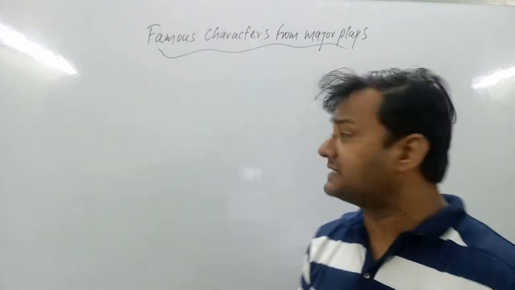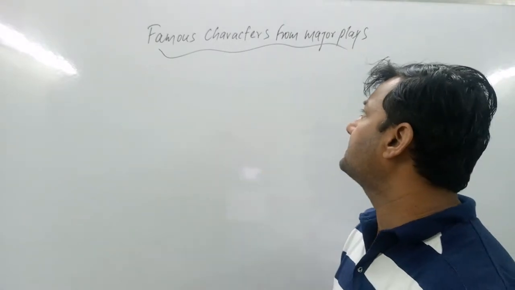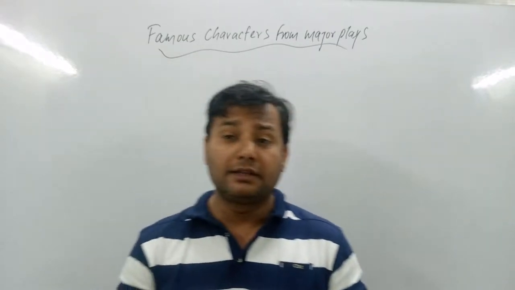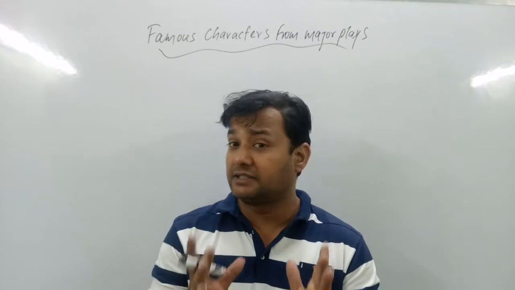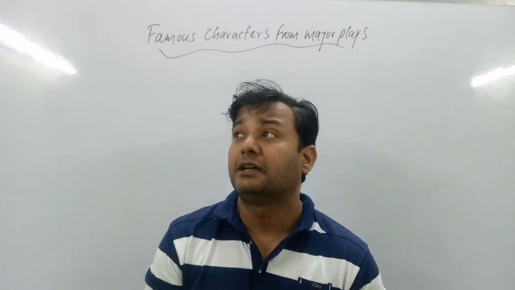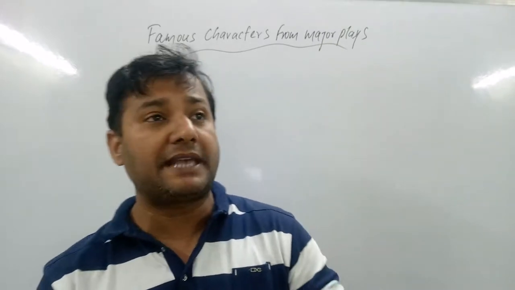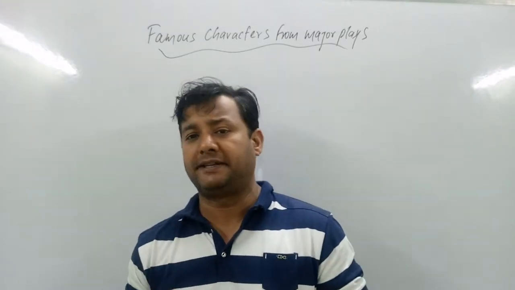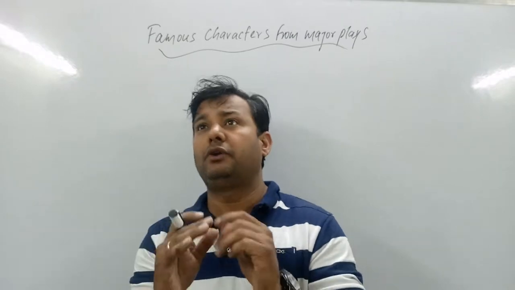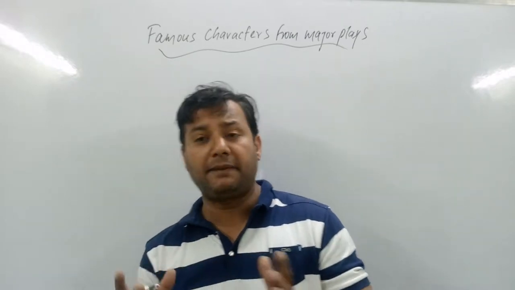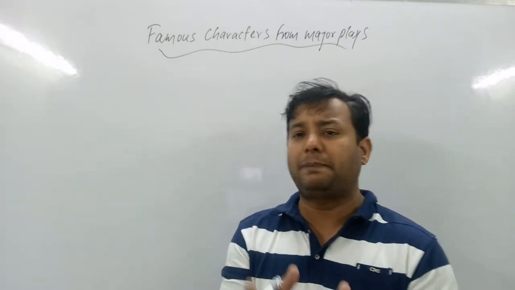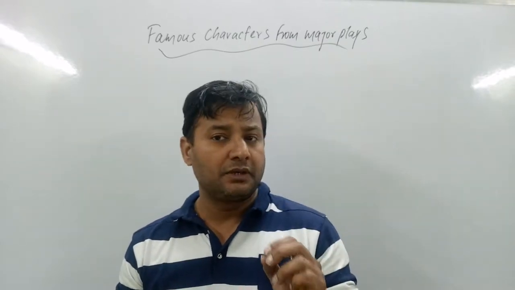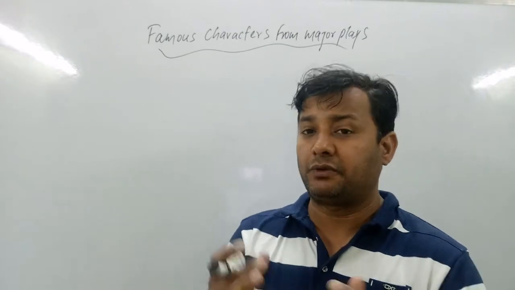So let's start with the basics. Here we have the famous characters from the major plays. In today's class, we're going to work out certain famous characters for certain plays. These plays are really very famous, and their characters do come up in the paper consecutively. We are not going to work out 15 or 20 or 30 plays; I'm going to work out 10 to 12 plays that are very essential and important. So you need to clear these points from the very beginning.